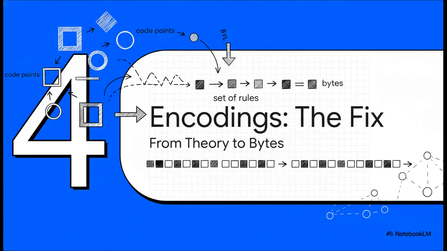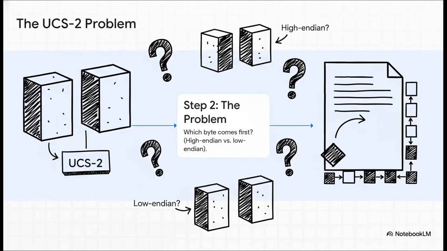Okay, so how do we get from these abstract code points to actual physical bytes that we can store and send across the internet? Well, that's where encodings come in. An encoding is just a set of rules for turning those code points into bytes. One of the first tries, called UCS-2, was basically, hey, let's just use 2 bytes for everything. Simple, right? Well, not so fast. It immediately created a new problem.